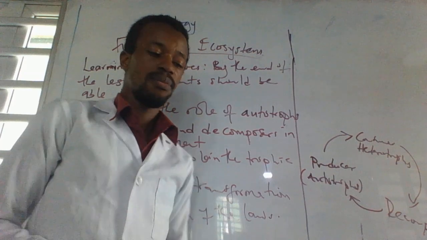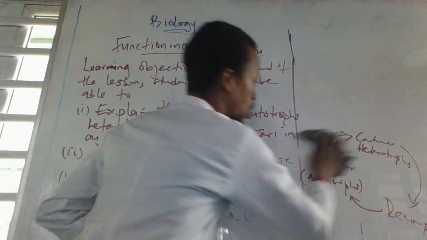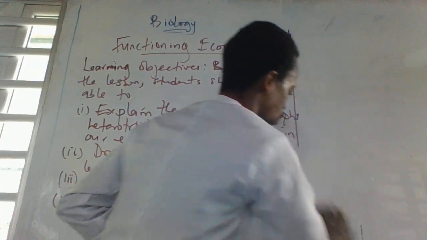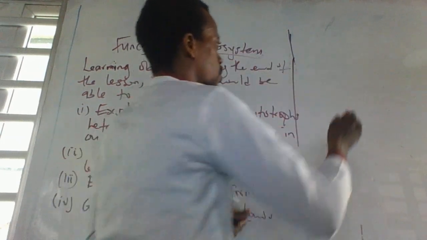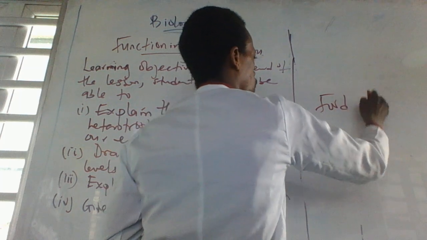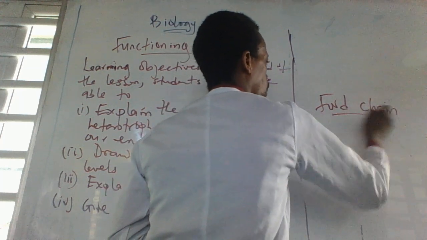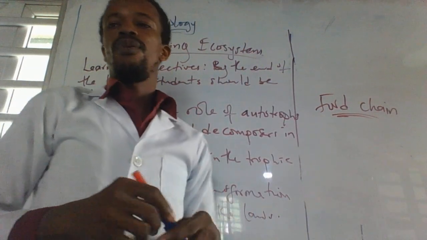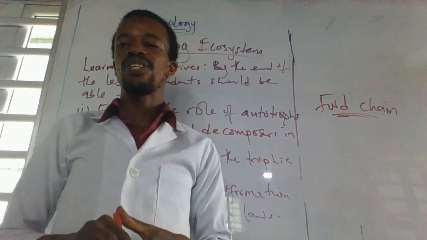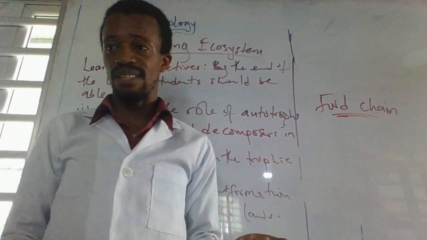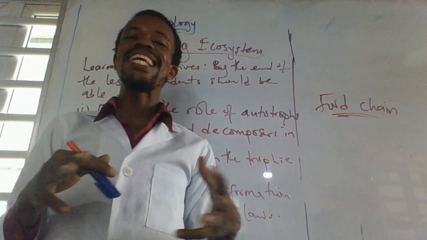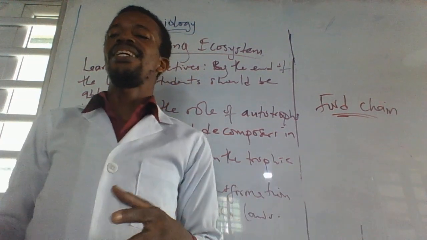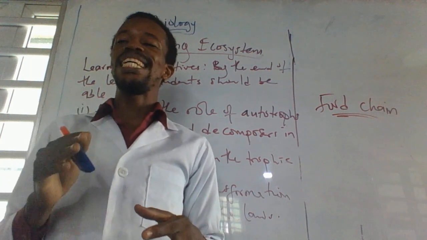And what is food chain? I will start with that. What is food chain? Food chain is the feeding relationship involving the transfer of energy through food from producers to consumers in a linear form. It's on a straight line. It must be represented linearly.